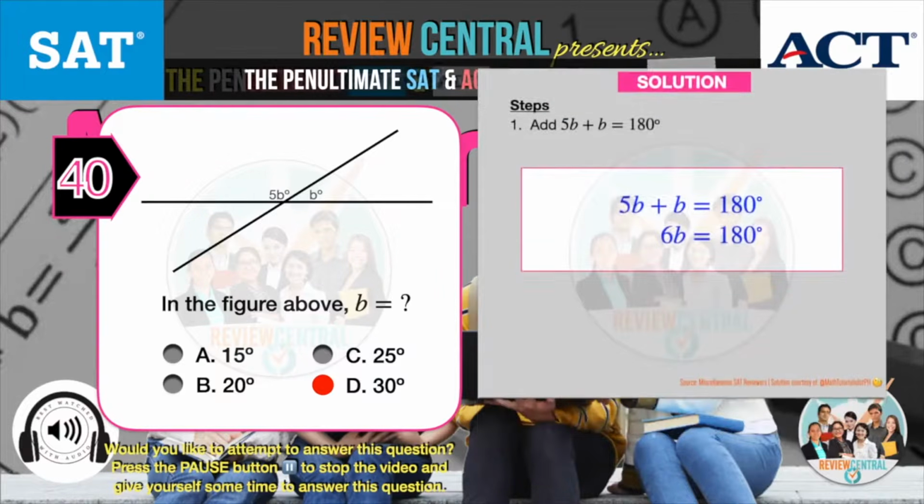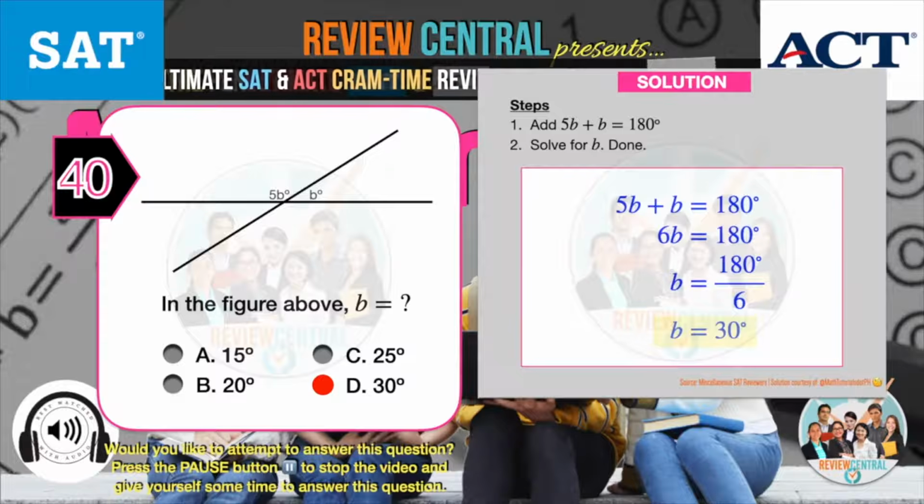5b and b add up to 180 degrees. So we'll have 6b equals 180 degrees. From here we simply and quickly solve for b, which is 30 degrees.